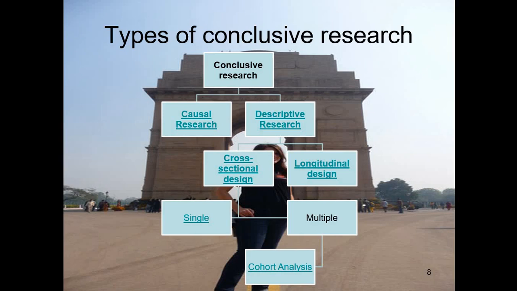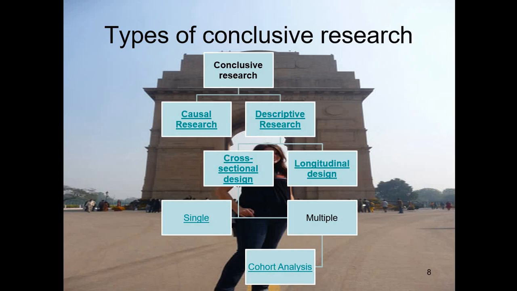But if you repeat the study, say after a period of 6 months, 3 or 4 times, then that becomes a longitudinal design. That means, say you are studying one particular family for 4 or 5 years, at a gap of 2 months each, their consumption pattern. So that becomes a longitudinal design, and you see how these families are changing.